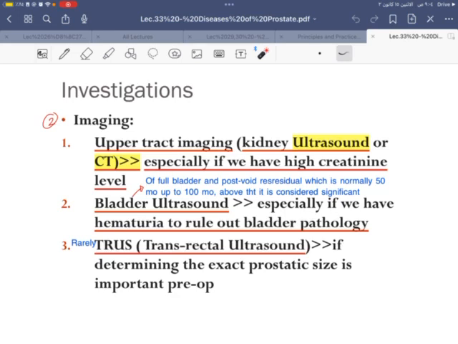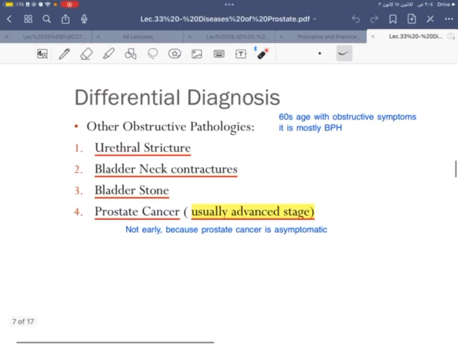So, a patient presents with obstructive urinary tract symptoms. What's your differential diagnosis? Of course, based on the age. If the patient is elderly, the top of the differential is benign prostatic hyperplasia. If the patient is young and presents with obstructive LUTS, you should think about urethral stricture, in terms of fibrosis, okay?